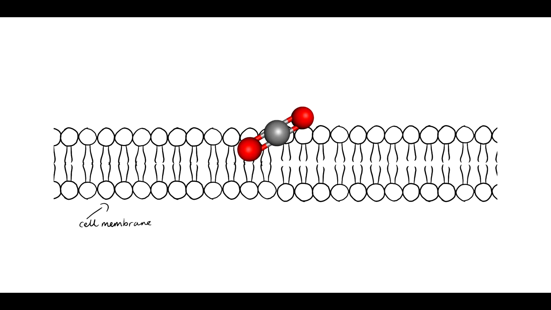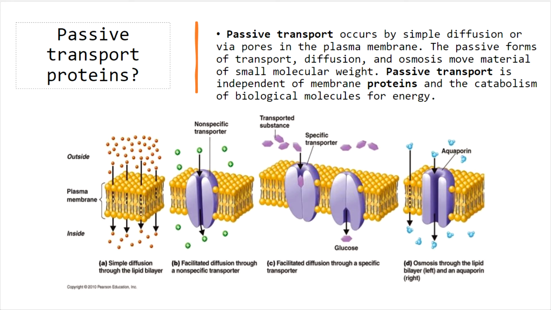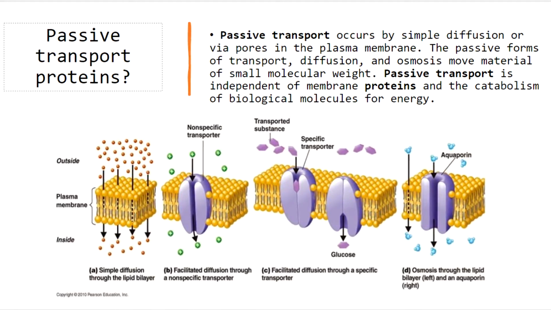They are basically when substances traveling through the normal cell membranes are way too slow, and then they jump in and kind of speed up the process. That's really, really vague. So, how does this work exactly? Well, passive transport occurs by simple diffusion, or by pores in the plasma membrane.